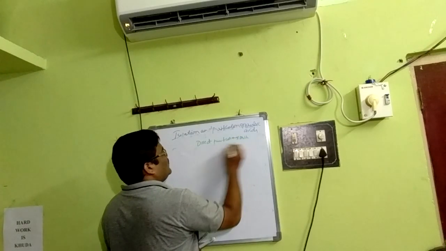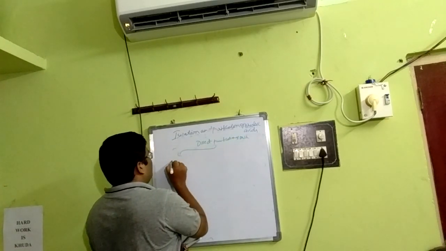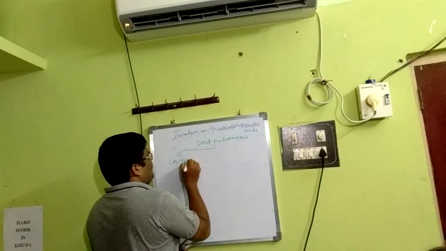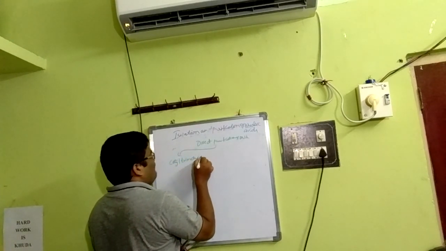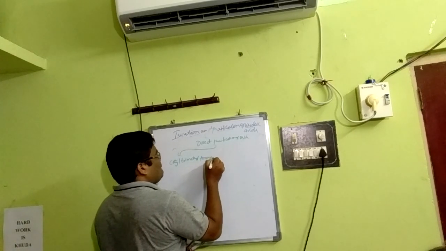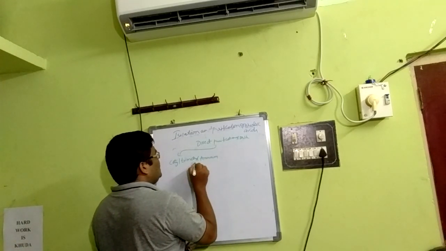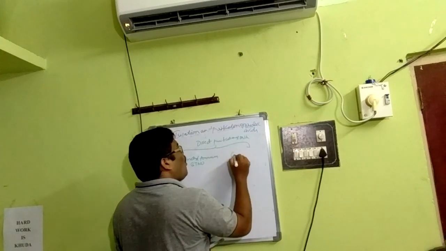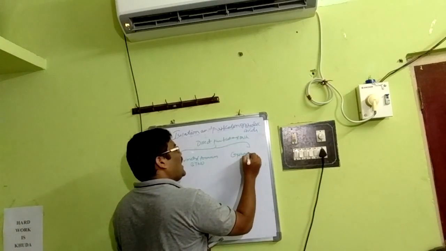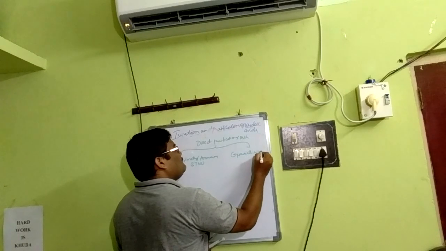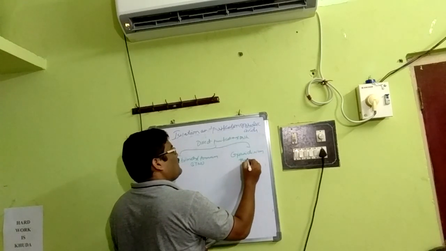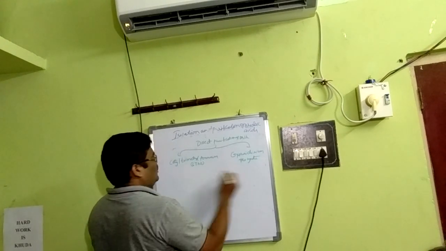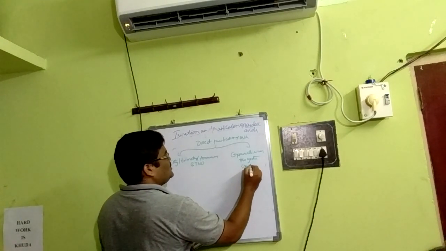There is one, what we call cetyl trimethyl ammonium bromide, CTAB. Another one is guanidinium thiocyanate. This is very important. This is actually a denaturing agent.